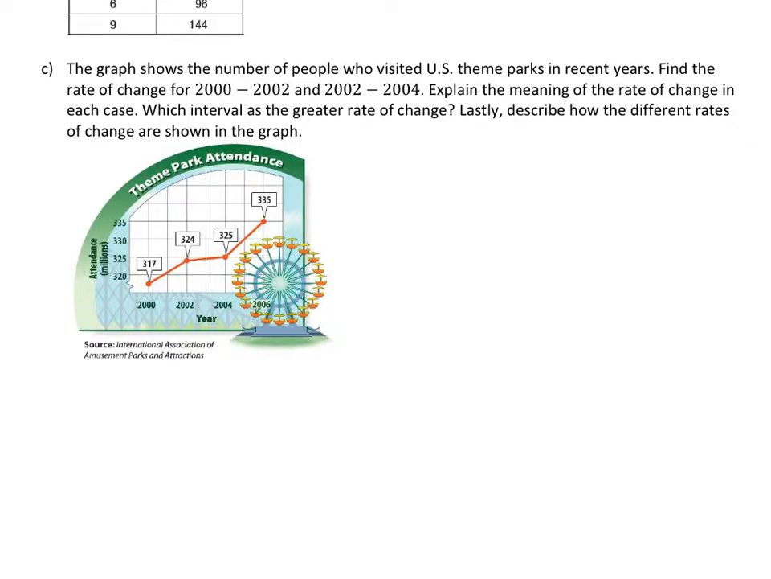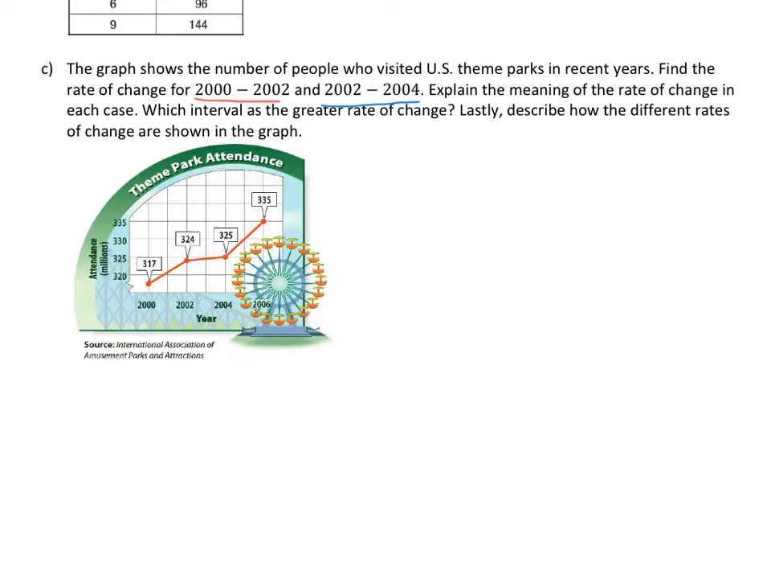Letter C. The graph shows the number of people who visited U.S. theme parks in recent years. Find the rate of change for 2000 to 2002 and for 2002 to 2004. Explain the meaning of the rate of change in each case. Which interval has a greater rate of change? Lastly, describe how the different rates of change are shown in the graph.